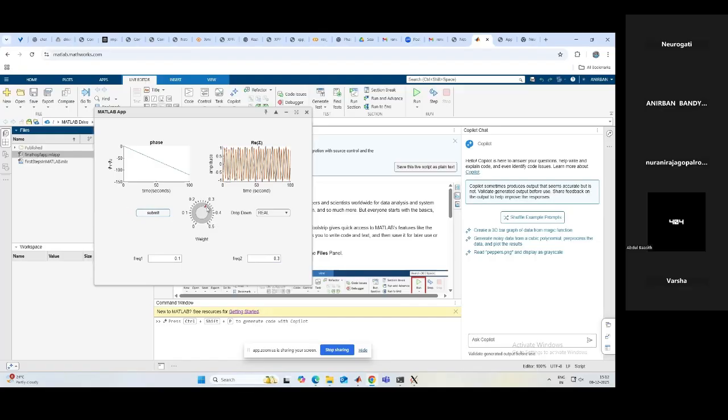Even if we increase the strength to 0.4, it's not going to a steady state phase difference. So that is the problem with this real coupling.